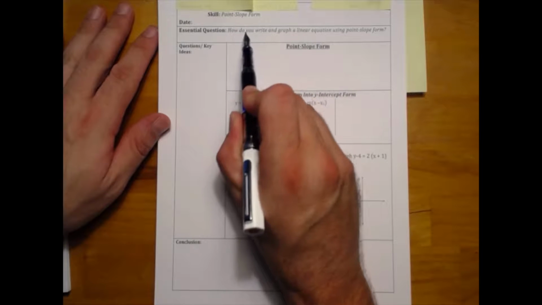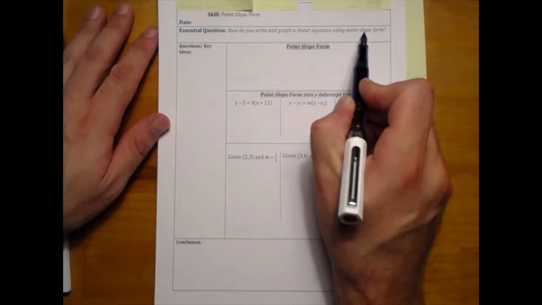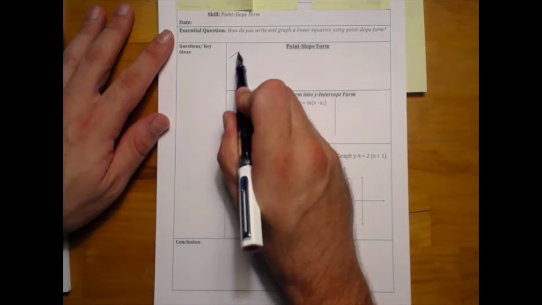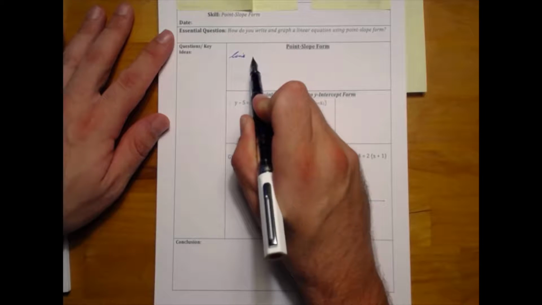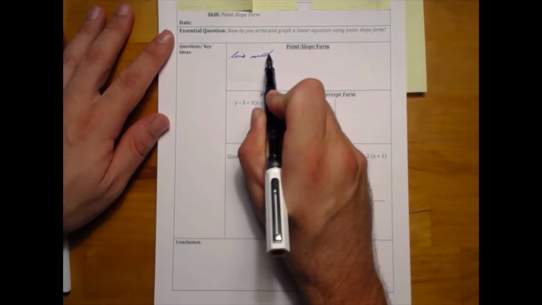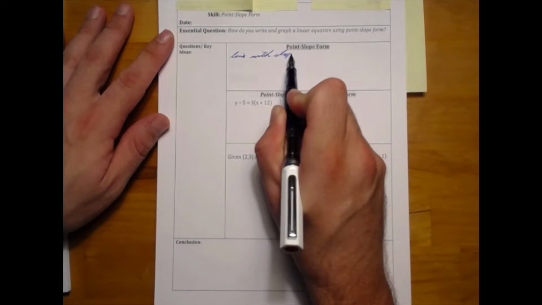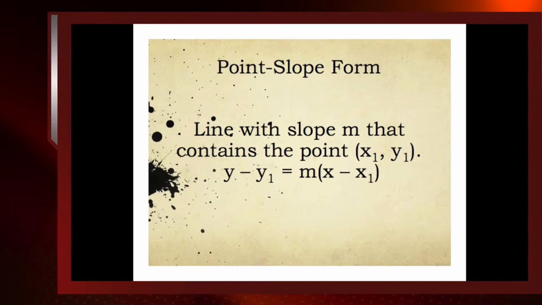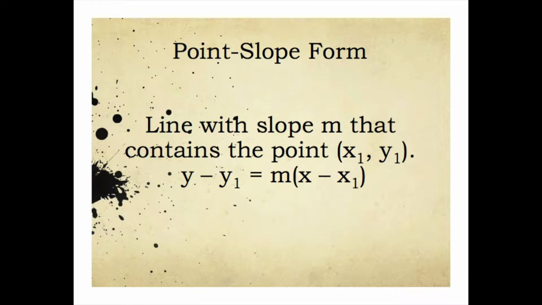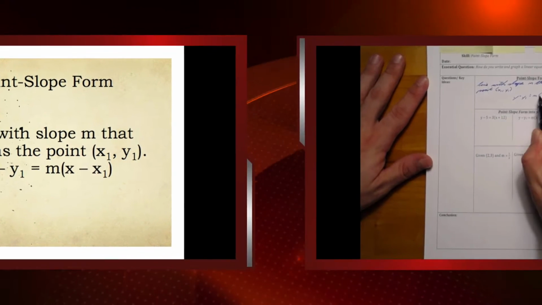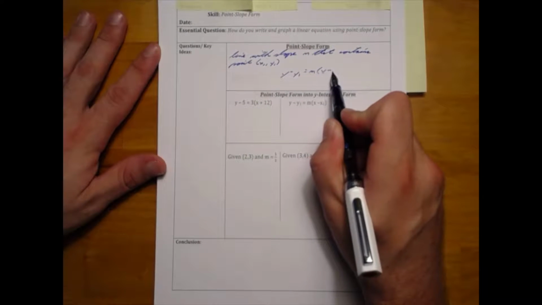Here we're going to take a look at point-slope form and how you write and graph linear equations using point-slope form. First we need to see what point-slope is, and that is a line with slope m that contains the point (x sub 1, y sub 1), which is written as y minus y sub 1 is equal to m times the difference of x and x sub 1.